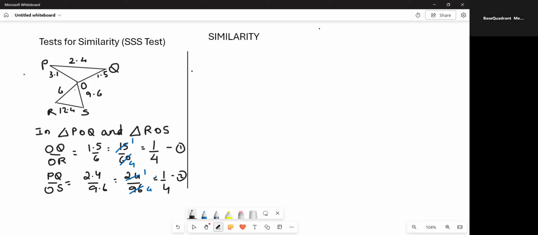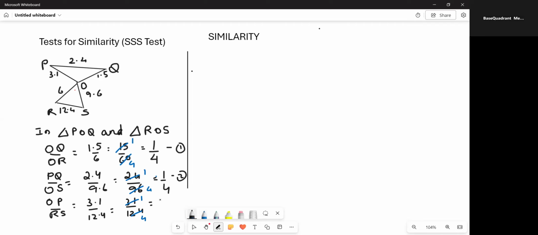Now take the biggest side of the first triangle, that is 3.1 OP. And the biggest side of the second triangle is RS, 12.4. So take the ratios. OP upon RS is 3.1 upon 12.4, which is 31 upon 124. Now, 31 upon 124 is also 1 upon 4 because 31 fours are 124.